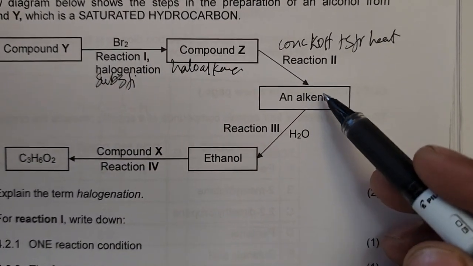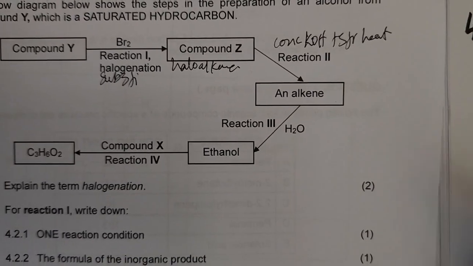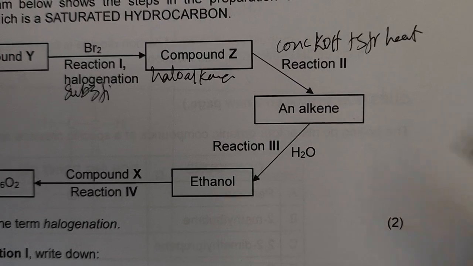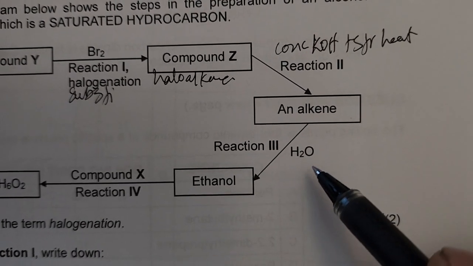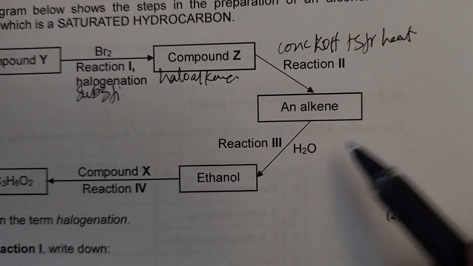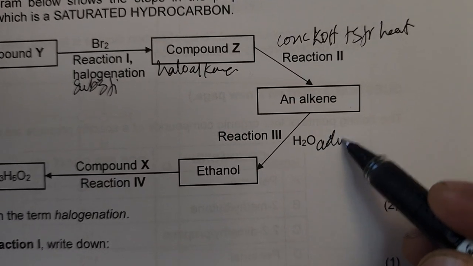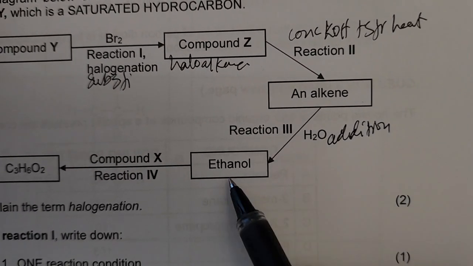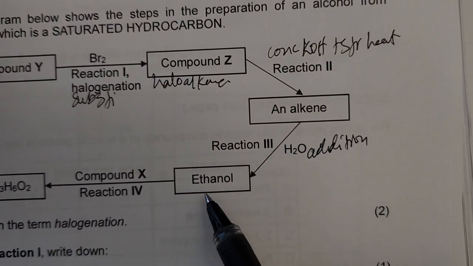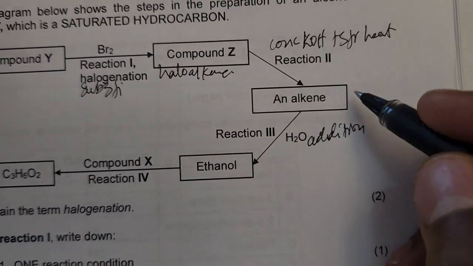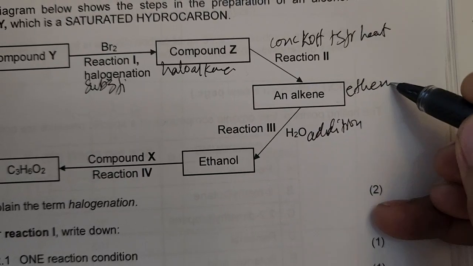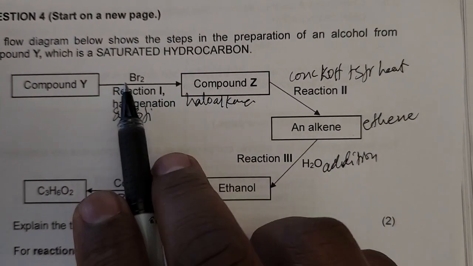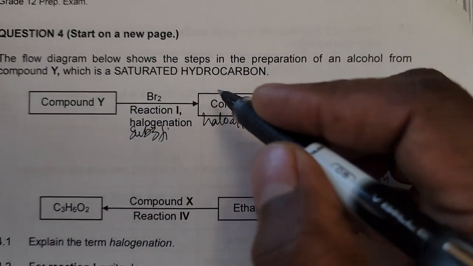Now, an alkene can undergo only one reaction, that is addition. Therefore, this is addition. We know it's typically hydrogenation or hydration, but just saying addition is okay. If they want the type of addition, you can go further and say hydration. Ethanol. Now, if you add water to an alkene to get ethanol, this alkene was ethene. This will give us the rest now. This is ethene.